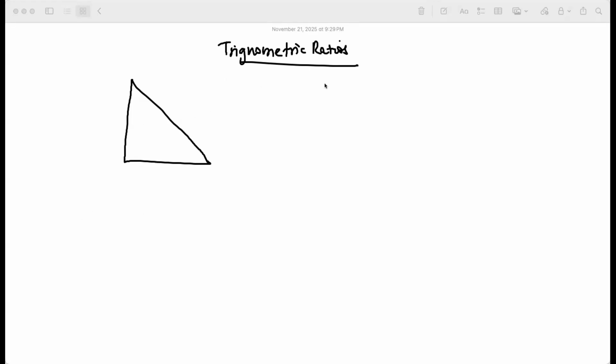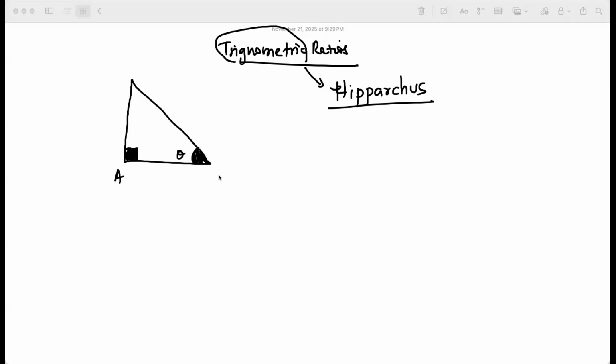So here, when it comes to trigonometry, the trigonometry was initially discovered by the mathematician Hipparchus, who started exploring right angle triangles. With the right angle triangles he came up with some definitive ratios. Let's say we consider this as an angle theta, and I'm going to mark the triangle as A, B, C. He came up with three very important ratios.